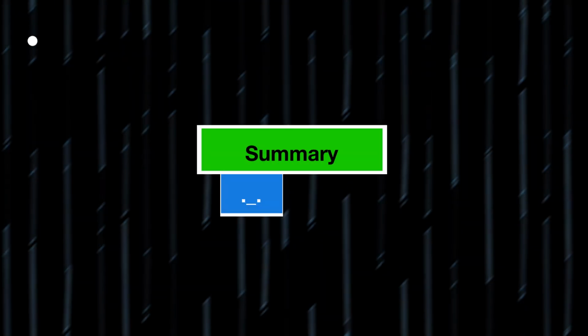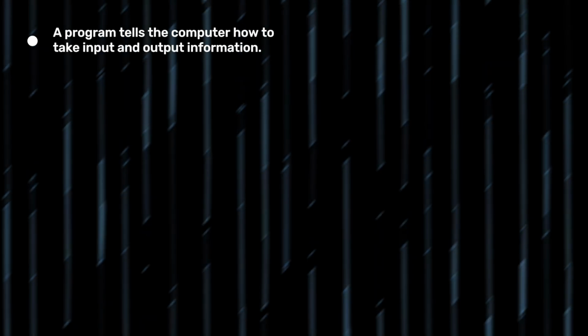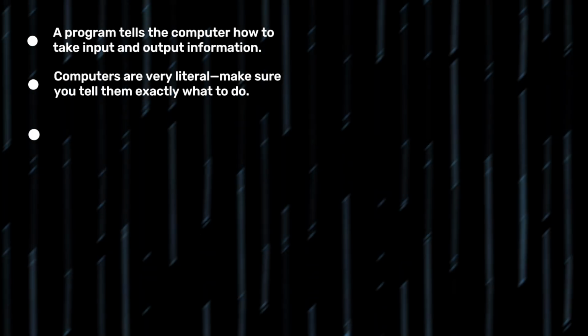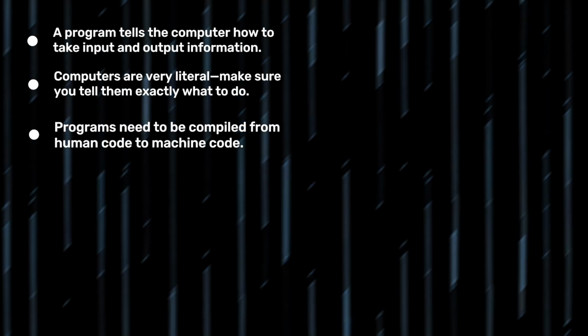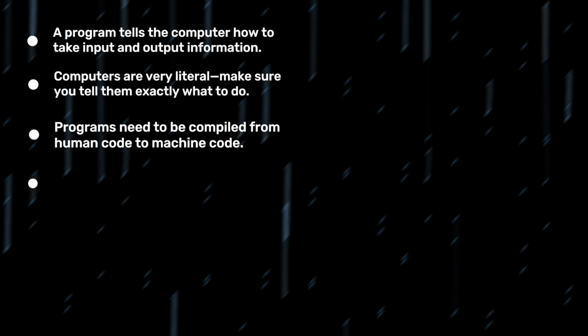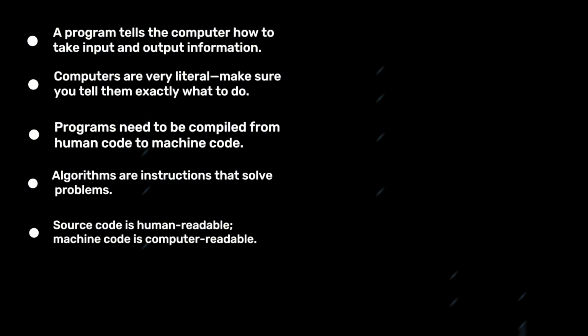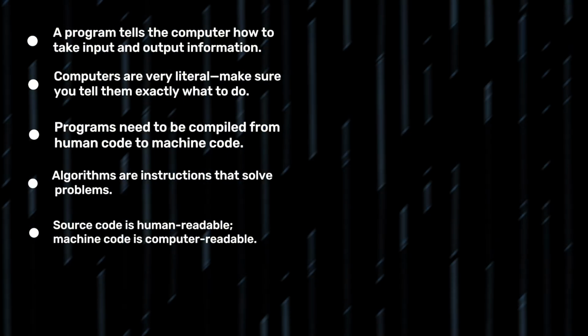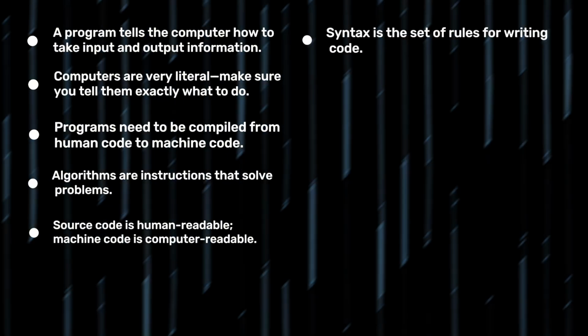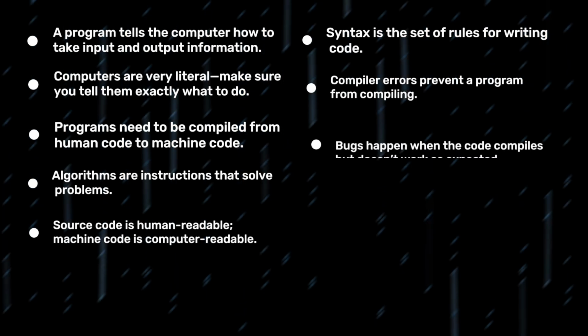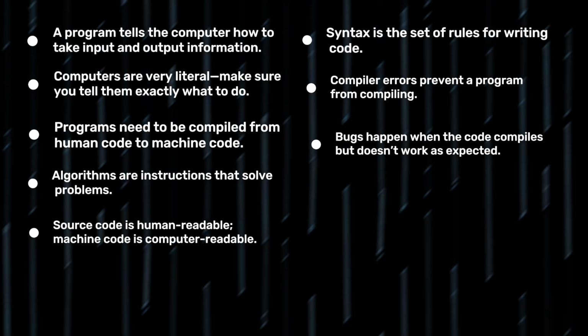Summary. To wrap things up, a program tells the computer how to take input and output information. Computers are very literal. Make sure you tell them exactly what to do. Programs need to be compiled from human code to machine code. Algorithms are instructions that solve problems. Source code is human readable. Machine code is computer readable. Syntax is the set of rules for writing code. Compiler errors prevent a program from compiling. Bugs happen when the code compiles but doesn't work as expected.